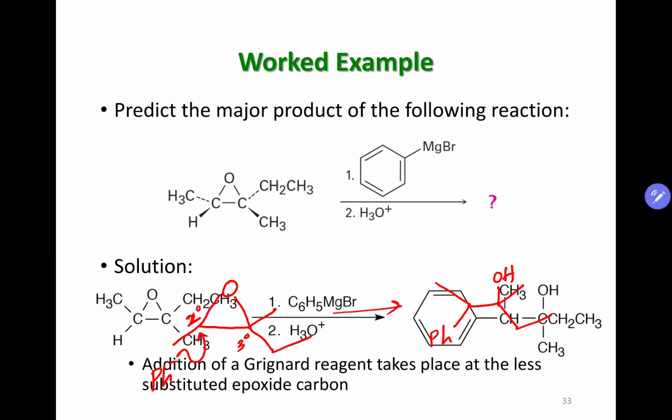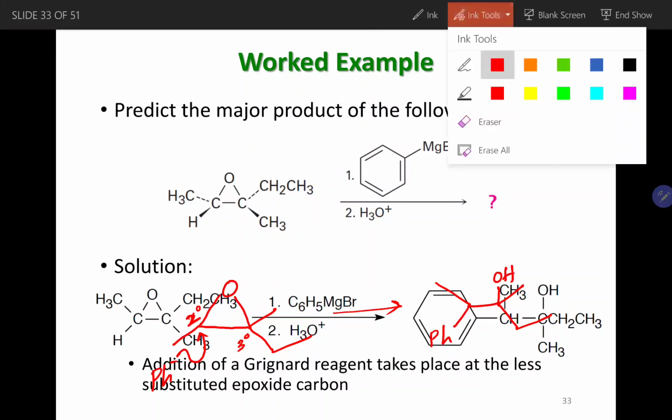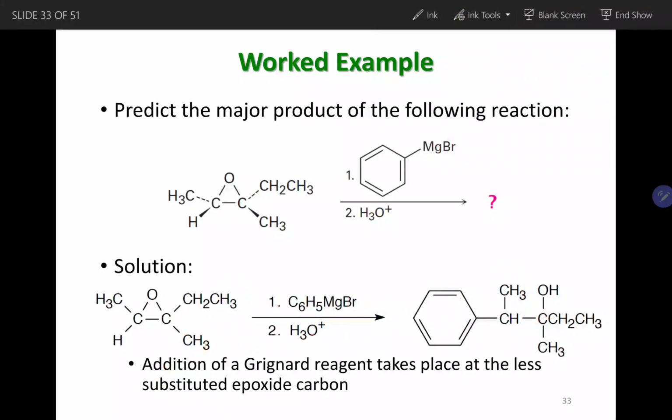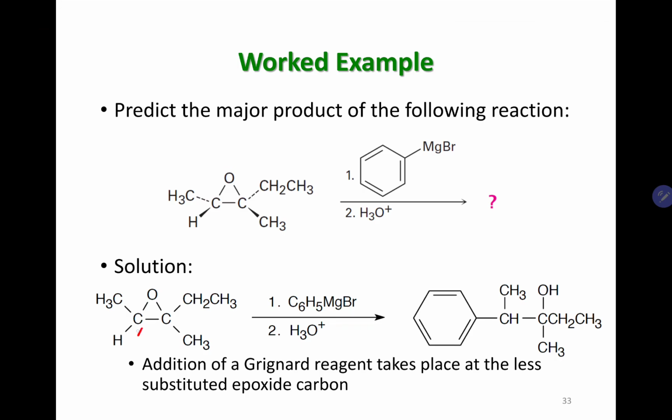Let me erase the ink so that you can read the formal answer. So once again, the addition of Grignard reagent takes place at the less substituted epoxide carbon. You should always add the Grignard R group to the less crowded carbon.